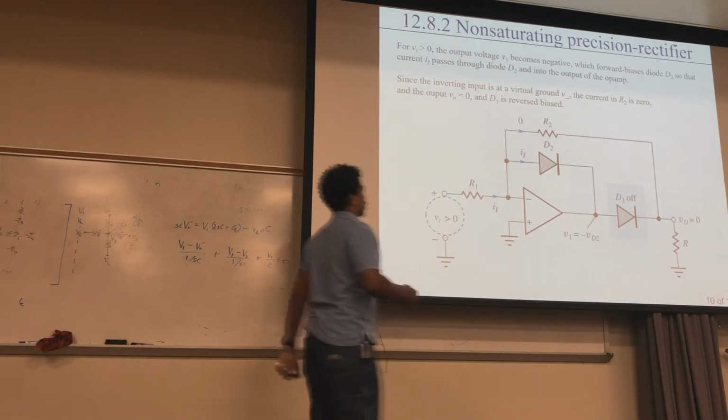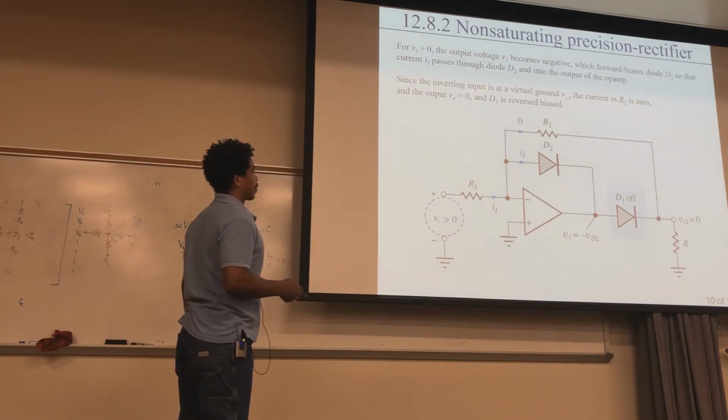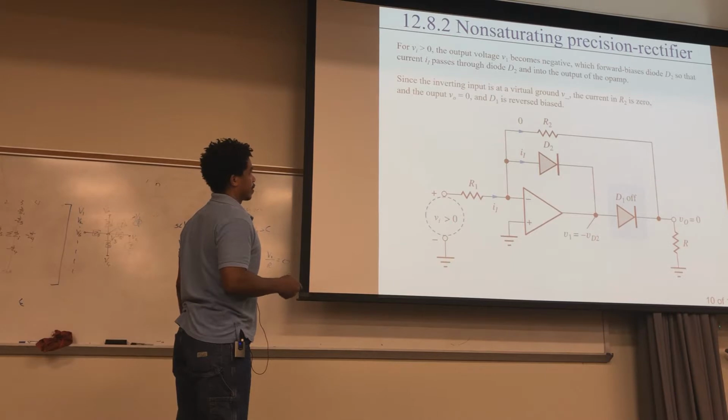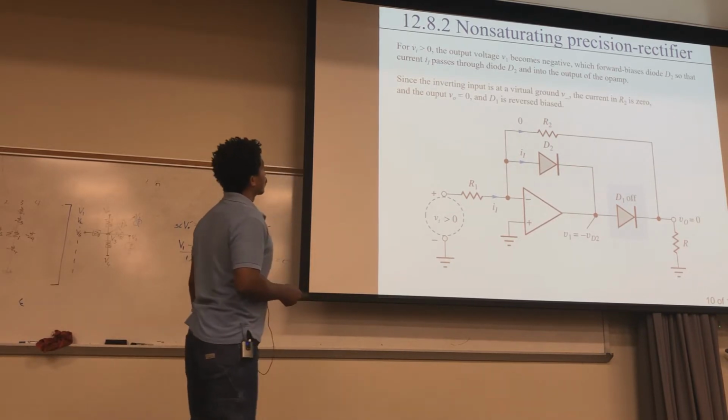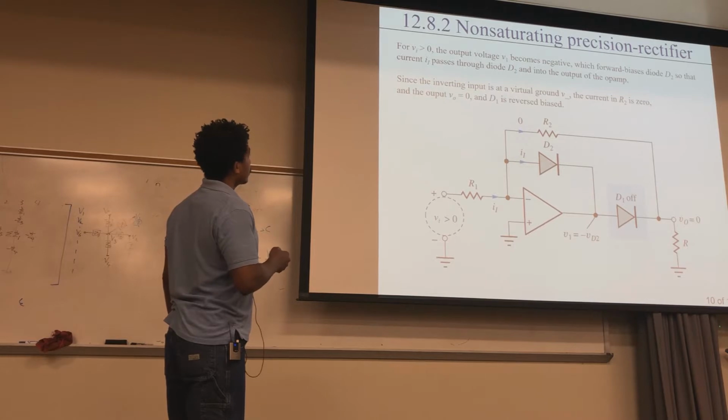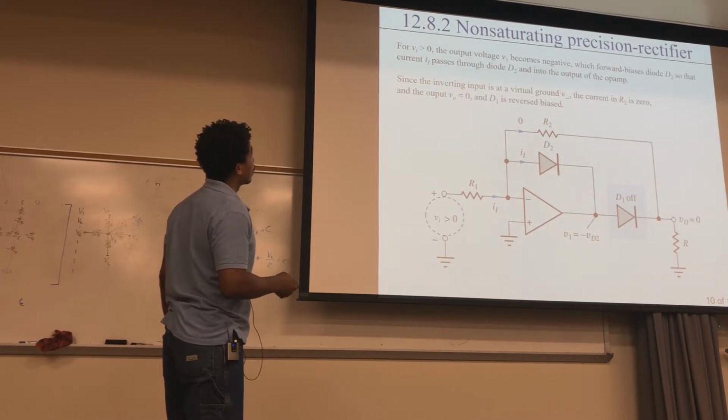And so that forward bias is this, where this voltage is 0, that's lower than 0, it's negative, so this voltage is higher, so it's forward biased. Okay, and so current is able to pass through this diode right here.